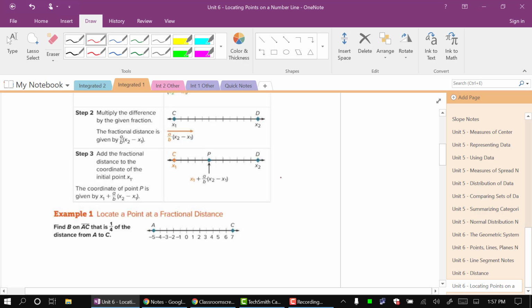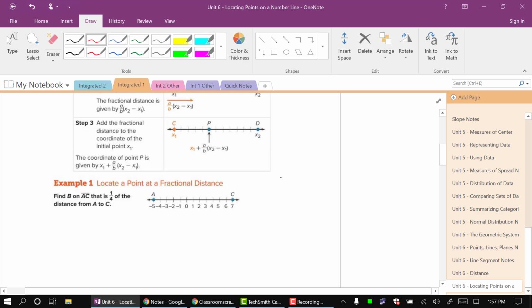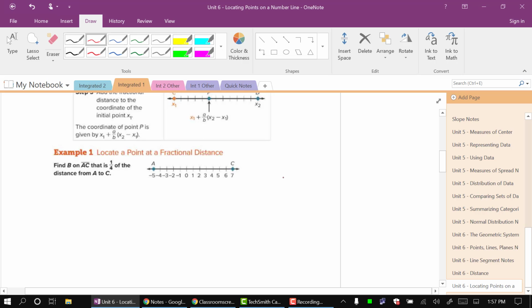So that's a lot of stuff. Let's go through a problem and see how we apply all these ideas. We want to find point B on the line segment AC that is 1/4 of the distance from A to C. So let's start off with labeling what our x1 is, what our x2 is, and what our fraction a over b is. Our x1 is our A, that's going to be -5. Our x2, that's our C, that's going to be 7. What is our fraction? From the problem it says 1/4. So our fraction is 1/4.